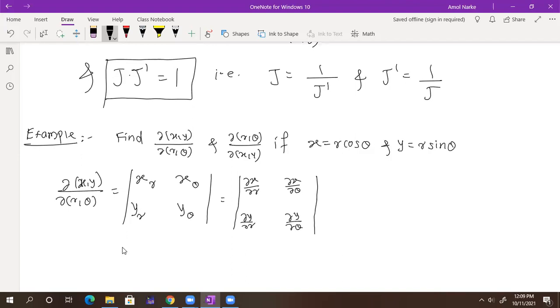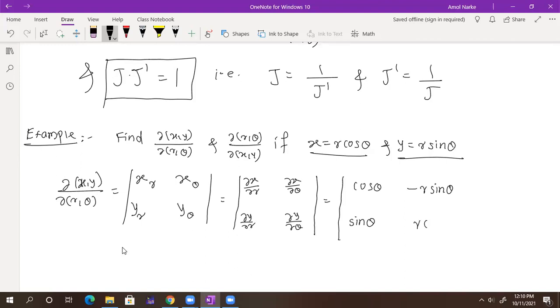Now put the values. x is a function of r and theta, yes, and y is a function of r and theta, yes. So tell me, what is the Jacobian now? Partial derivative of x with respect to r? Cos theta. Very good. Partial derivative of x with respect to theta? Minus r sin theta. What about y with respect to r? Sin theta. And here? r cos theta.